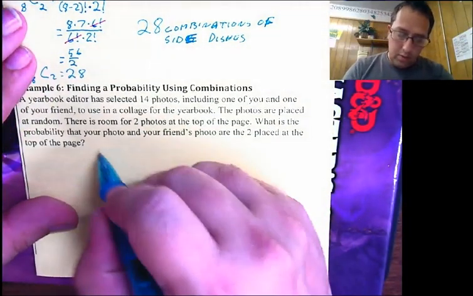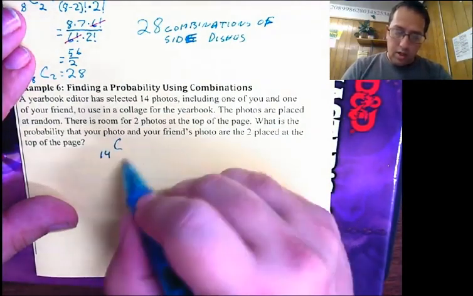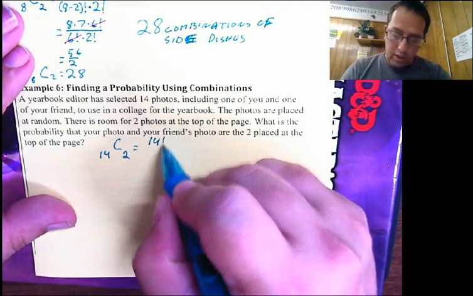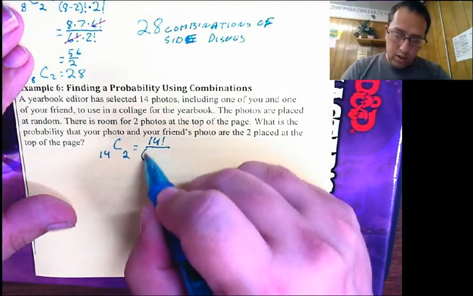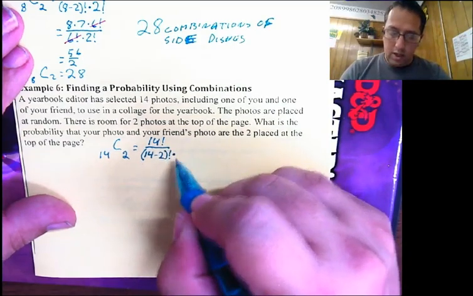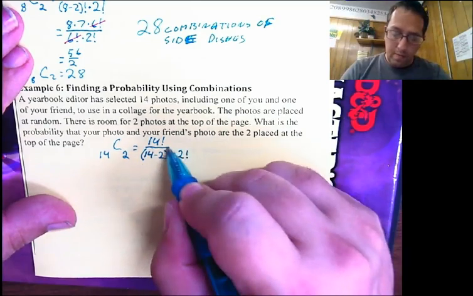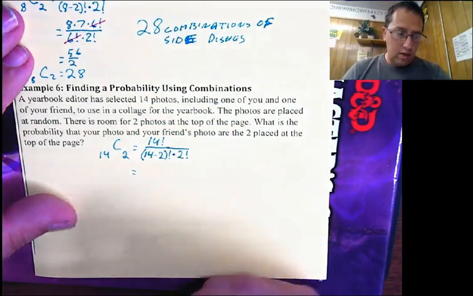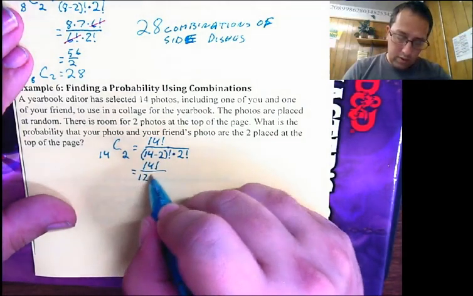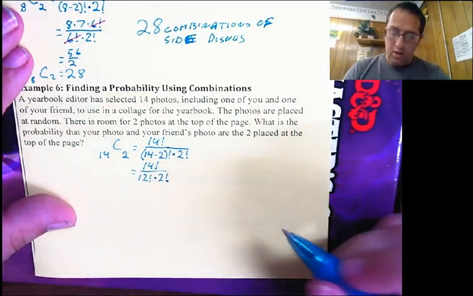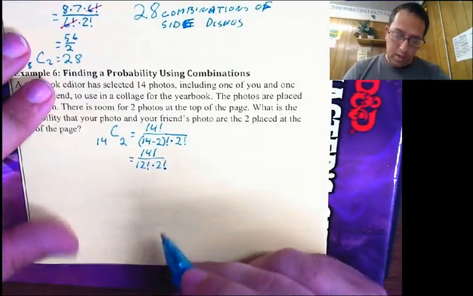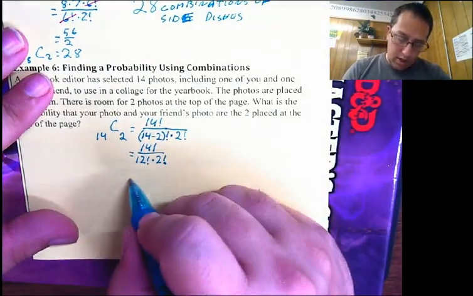So, there are 14 photos to choose from, and we only want 2 of them. So, this is n factorial, so 14 factorial, over n minus r, so 14 minus 2 factorial, times r factorial, so 2 factorial. Okay. So let's start working this out. We've got 14 factorial over, that would be 12 factorial times 2 factorial. Note, 12 factorial times 2 factorial is not 24 factorial. All right. So let's see, 14 factorial is the big one, so we're going to break that one down.